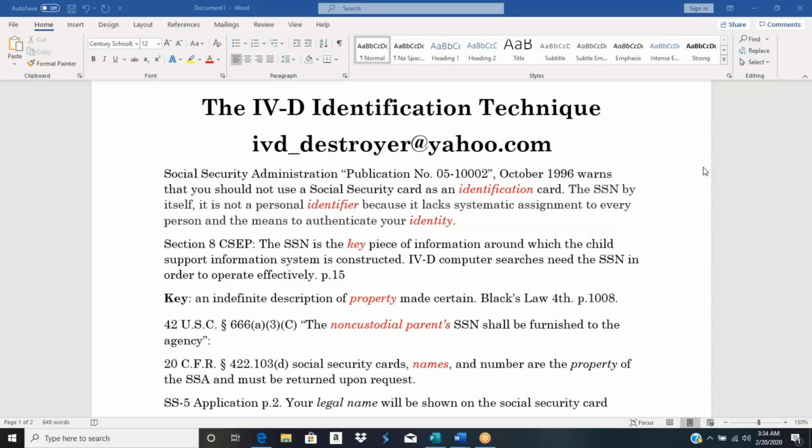So, Social Security Administration publication number 05-10002, October 1996, warns that you should not use a Social Security card as an identification card. The SSN by itself is not a personal identifier because it lacks systematic assignment to every person and the means to authenticate your identity. Let me hyphenate this, italicize that.